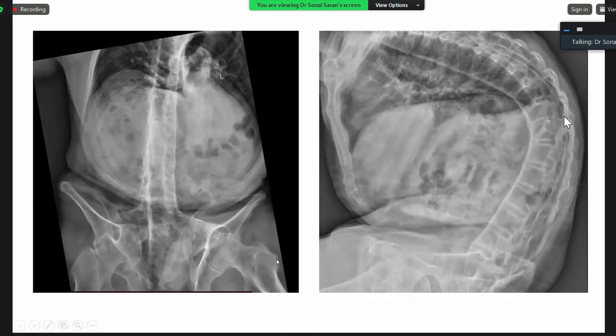This is a case of advanced stage of AS where we can see fusion of the entire spine, giving a bamboo spine appearance. And again, we can see a dagger sign, bilateral protrusio acetabuli and fusion of the sacroiliac joint. And these spines are basically very prone to injury and they can fracture easily. And the pattern of fracture is known as a characteristic fracture.